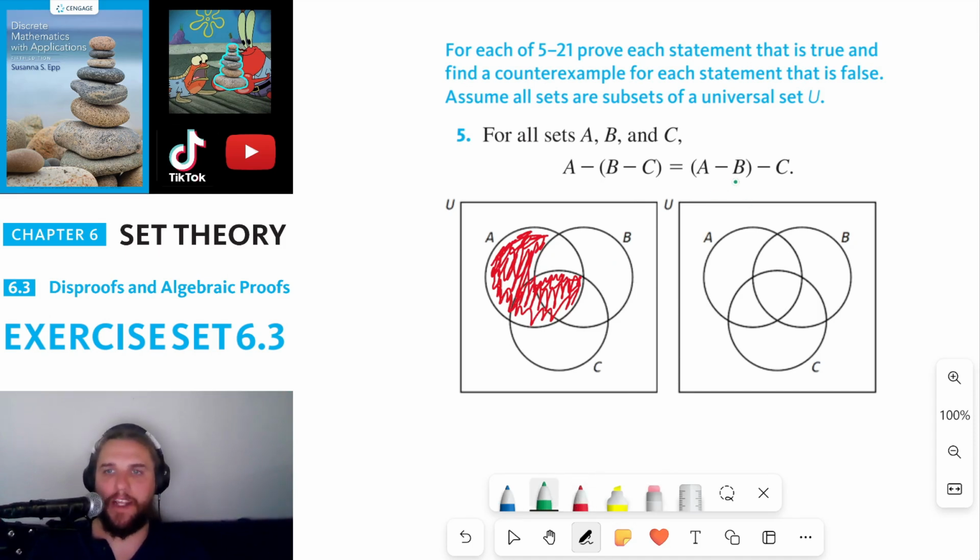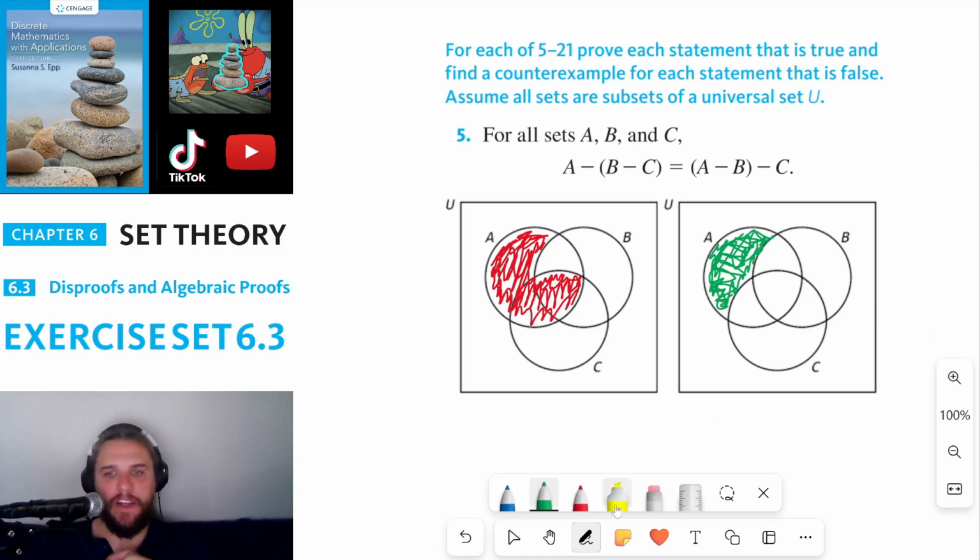Now let's go to (A minus B) minus C. A minus B is everything in A that's not in B. And then we have to imagine removing C from this set. Well, the only part that's in C is this part right here. So the only part that would be remaining is everything that's in A, that's not in B and is not in C. And that would be this region here.